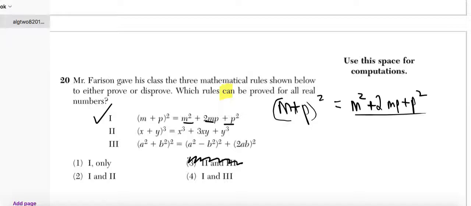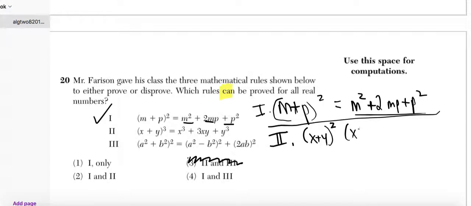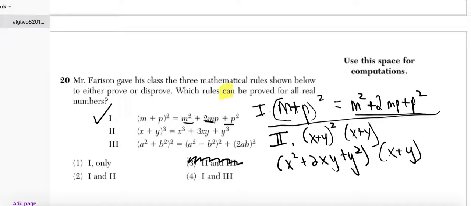Now we're going to check option 2. We could use something called Pascal's triangle. But if we continue along the lines of what we used in option 1, I could rewrite (x plus y) cubed as (x plus y) squared times just (x plus y). And (x plus y) squared becomes (x squared plus 2xy plus y squared) times (x plus y). And then I'm just going to distribute.